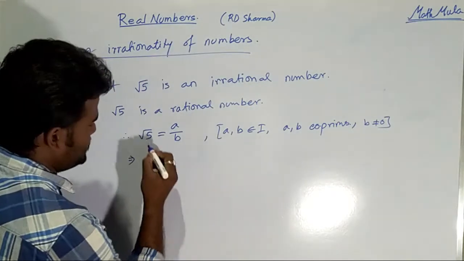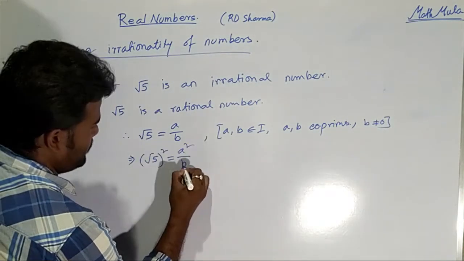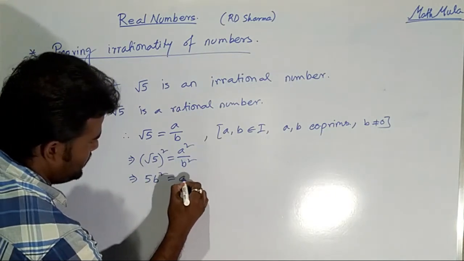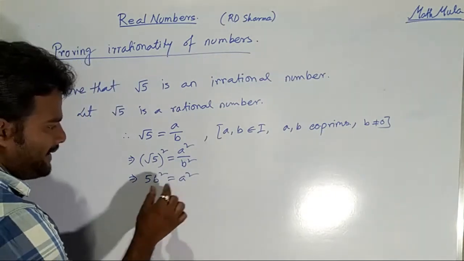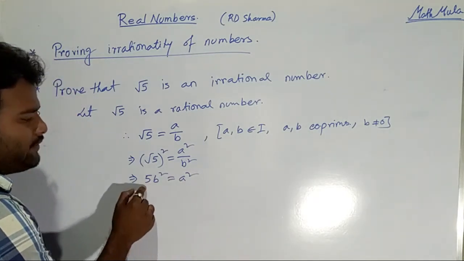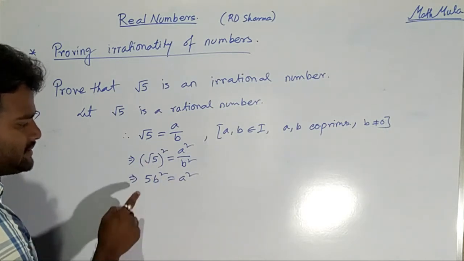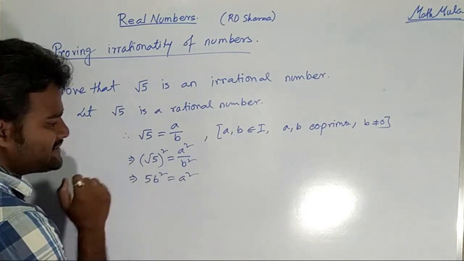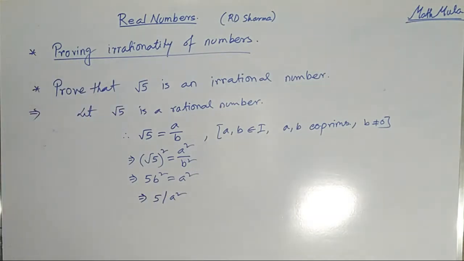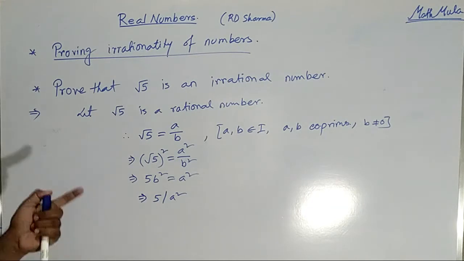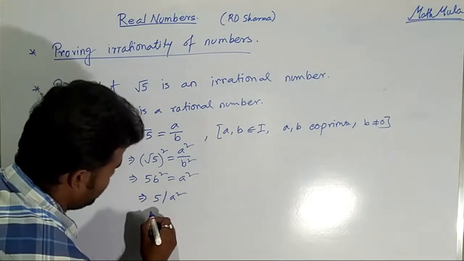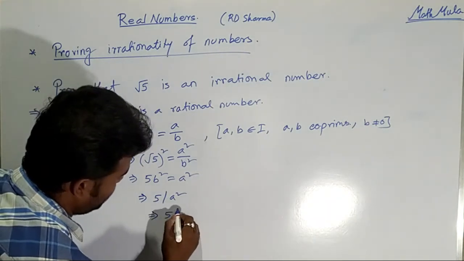Now, squaring both sides, we get 5 equals a square by b square. Now 5b square is equal to a square. Now look, a square can be written as the product of two numbers, 5 and b square. That means 5 must divide a square. That implies 5 divides a square. Now from the theorem, if p divides a square, then p divides a. That implies 5 divides a.